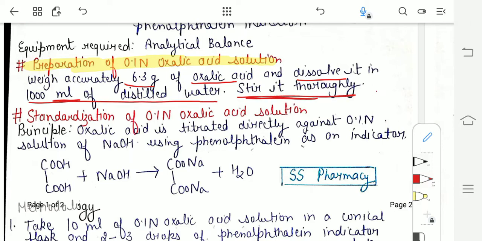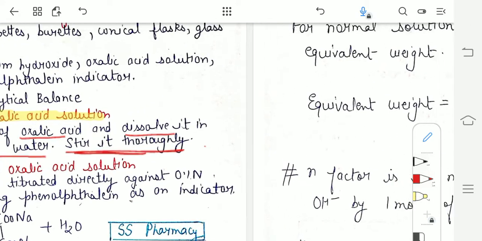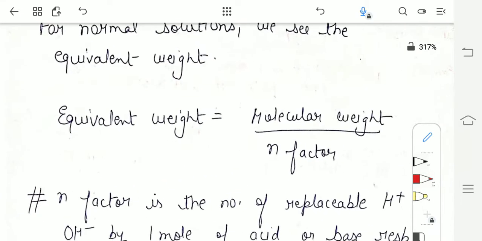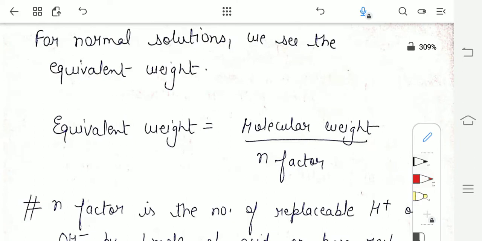Now over here it is very much important to understand how exactly we got this value of 6.3 grams. So now let us see the calculations for it. What we are doing over here is that we are preparing a normal solution. Whenever we are preparing normal solutions, we have to see the equivalent weight of the compound.